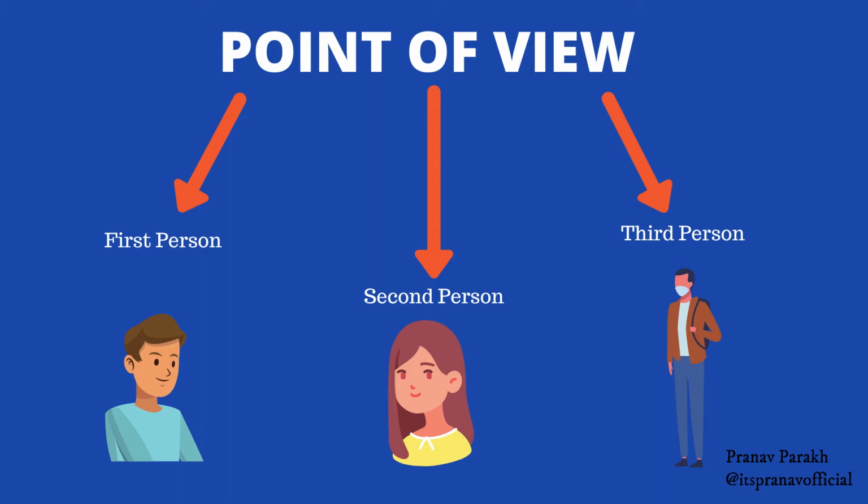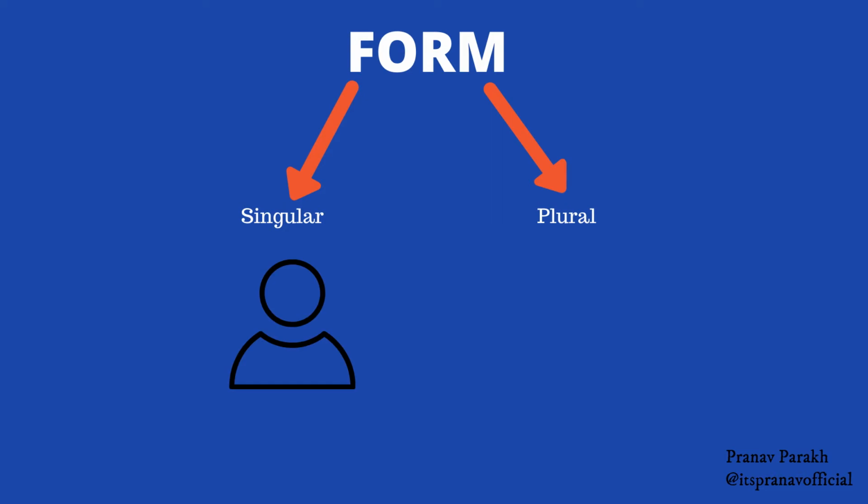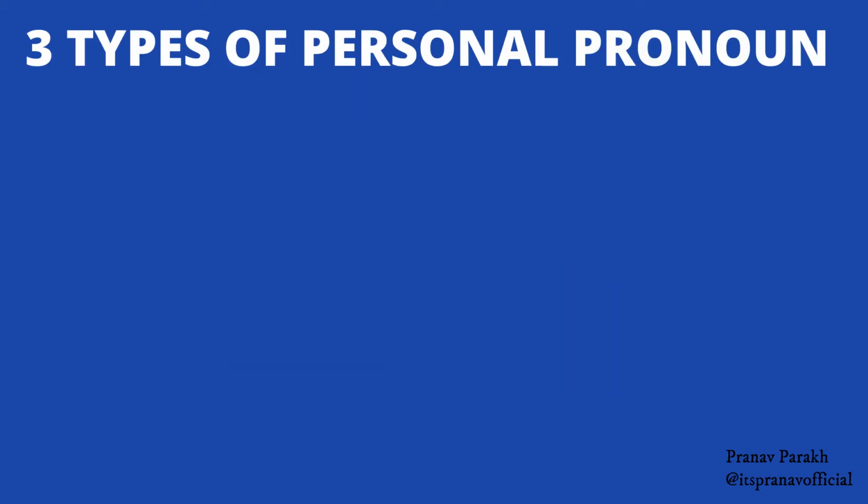And again, the second part is form. Form is divided into two parts, singular and plural. Singular is all about talking about one person or thing, and plural is talking about more than one person or thing. Later, personal pronouns can be divided into three types. They are subjective, possessive, and objective.